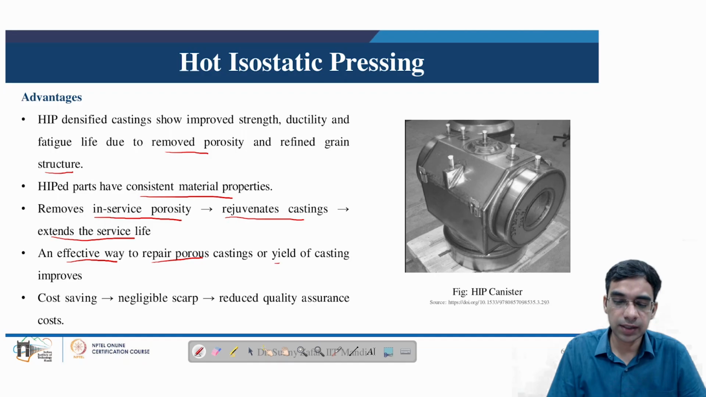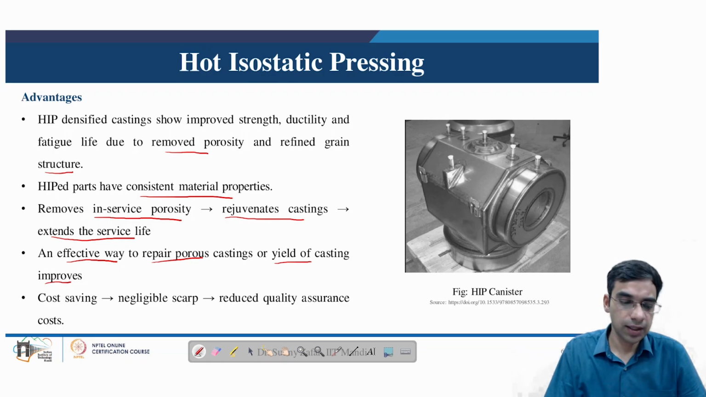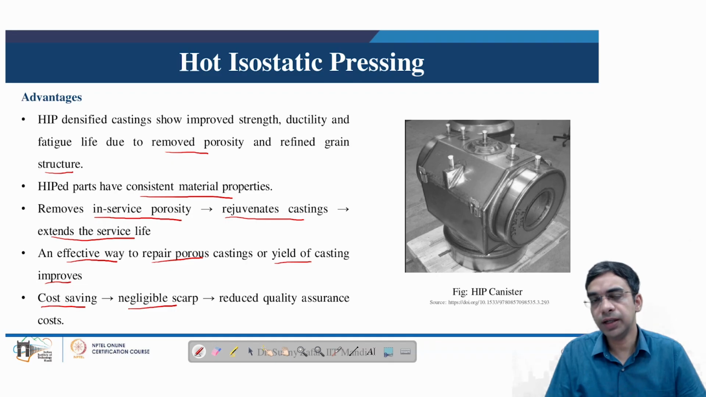So we can say that hot isostatic pressing can be an effective way to repair porous castings, or the yield of casting improves because the rejections may reduce, because if we encounter a small volume of pores or defects, they can be repaired using hot isostatic pressing rather than completely rejecting the casting, which will improve the yield of the casting process. Hot isostatic pressing treatment can be a cost saving method with negligible production of scrap, and it can also be used to reduce quality assurance costs because it helps to rejuvenate, repair and refine the microstructure and improve the properties of the products.